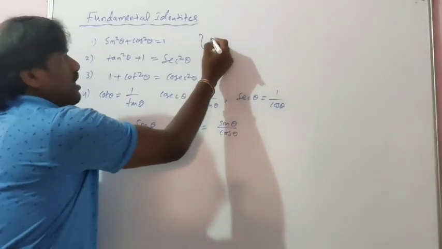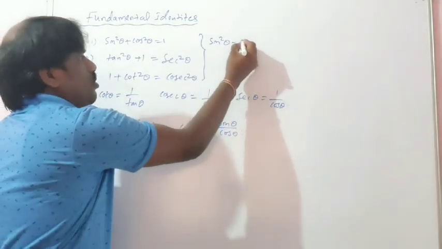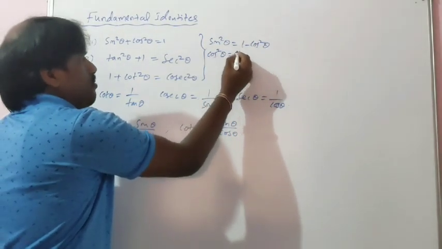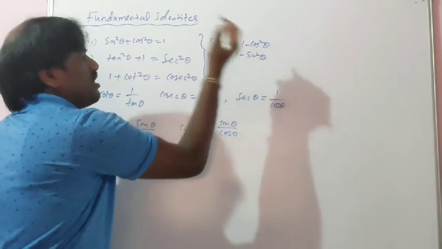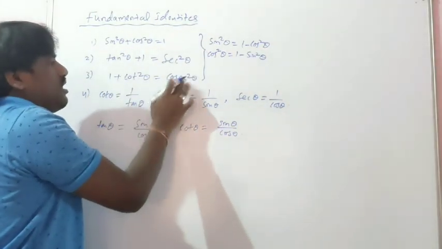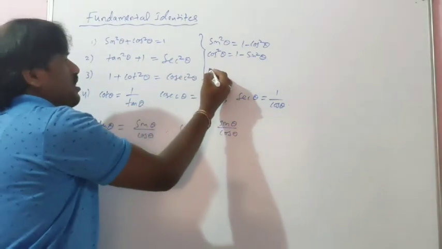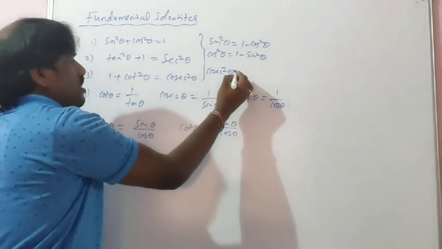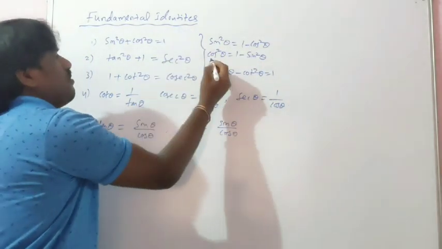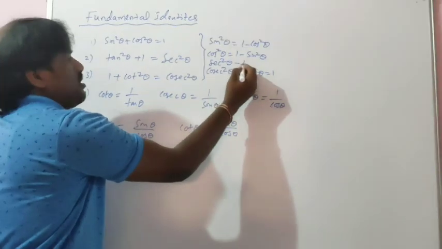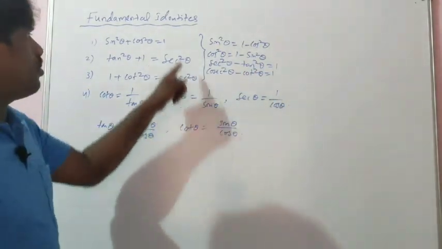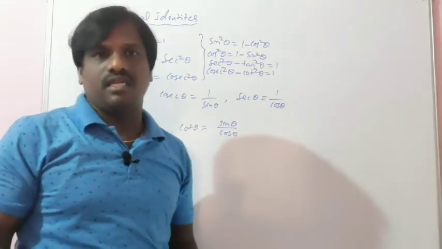These can also be written as sine square theta is equal to 1 minus cos square theta, and cos square theta is equal to 1 minus sine square theta. Like that you can frame all the formulas. So 1 plus cot square theta is equal to cosec square theta, then we can write cosec square theta minus cot square theta is equal to 1. Here also sec square theta minus tan square theta is equal to 1. So you have to know all these things. These are the important identities of trigonometry.